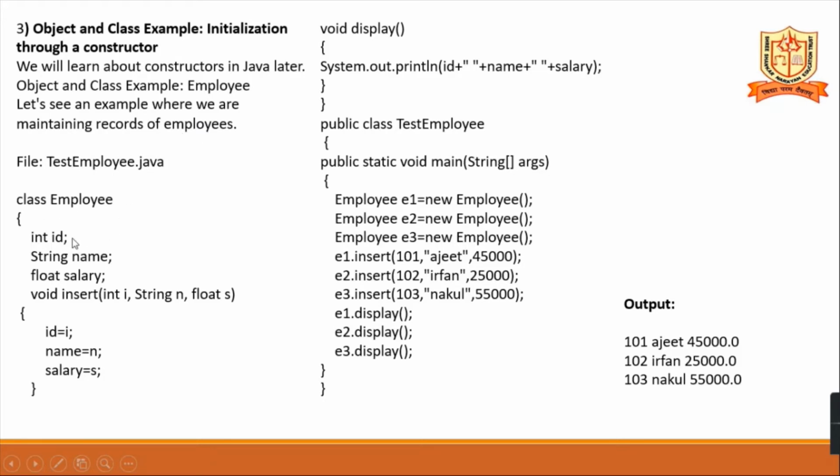Here class Employee is there. Employee has the instance variables id, name and salary, and we have a method, void with int and other variable parameters. So you are passing the parameters to this method. Method name क्या है? Insert है. And these are local variables which we use inside the method only. These are instance variables. We are assigning these local variables to the instance variables. See here, id equals i, name equals n, and salary equals s.